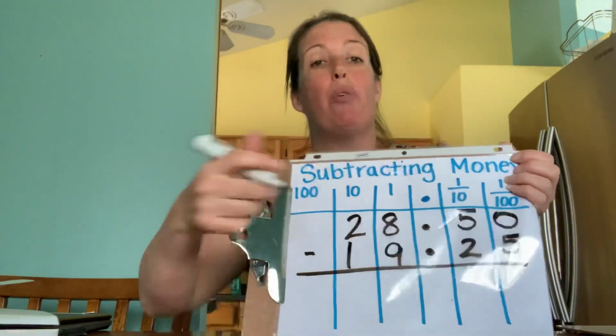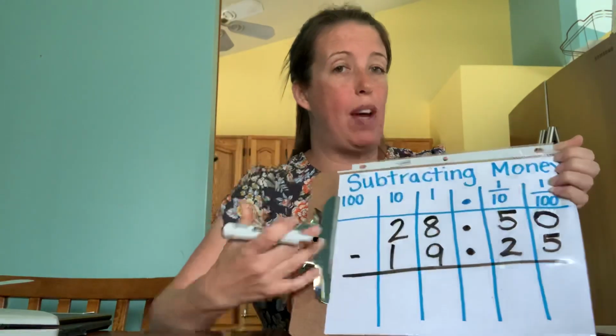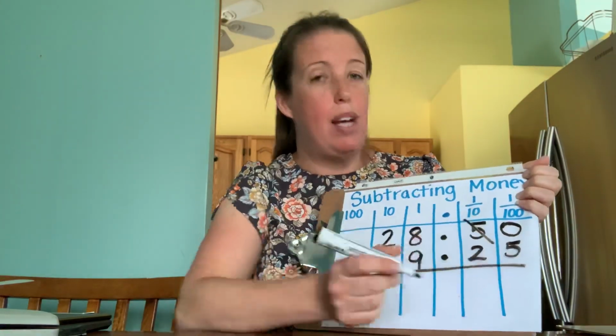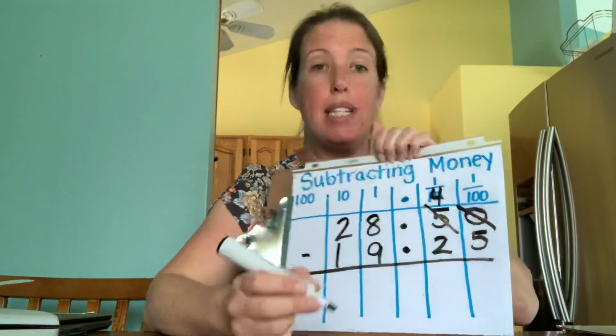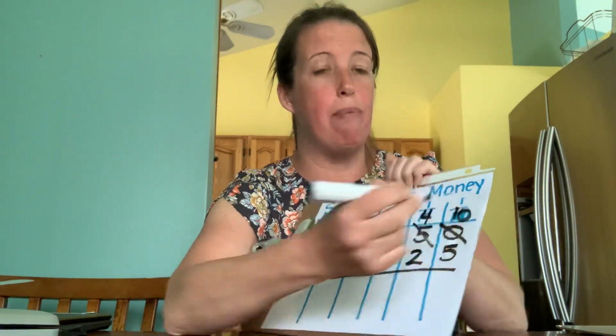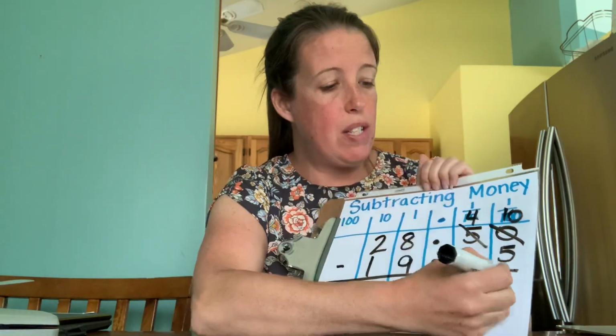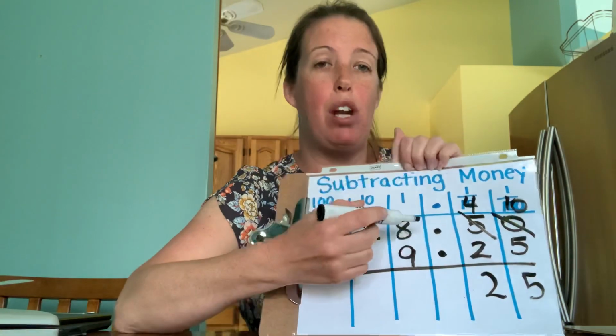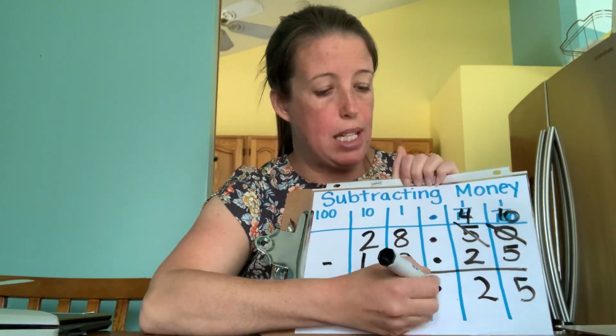So I need to regroup from the next place value. So I'm going to take from my 5 and make that a 4. And now my 0 is going to take the 10 from that place value. So that becomes a 10. 10 minus 5 is 5. 4 minus 2 is 2. And then I always say decimal minus decimal is decimal.